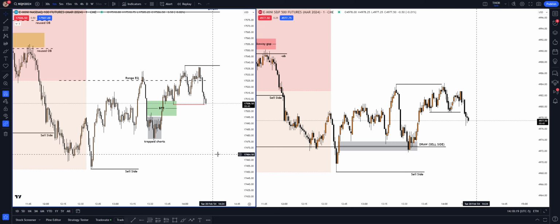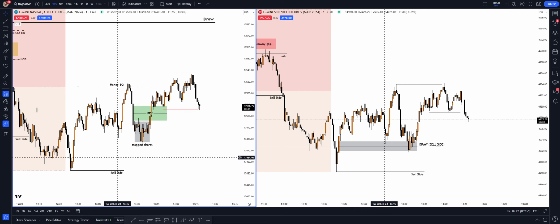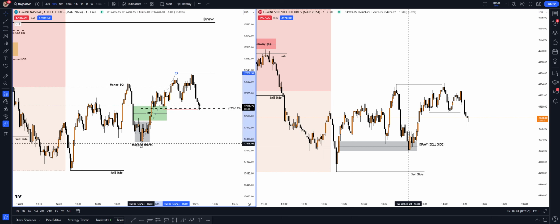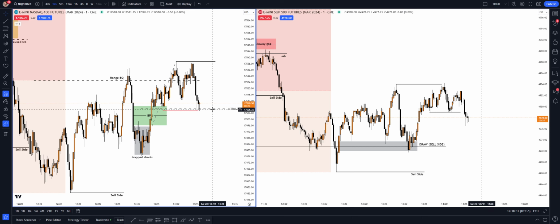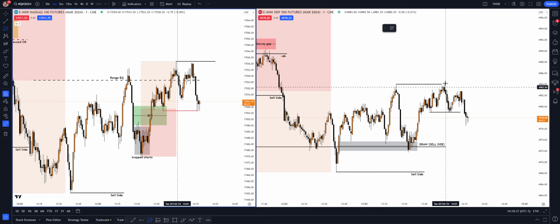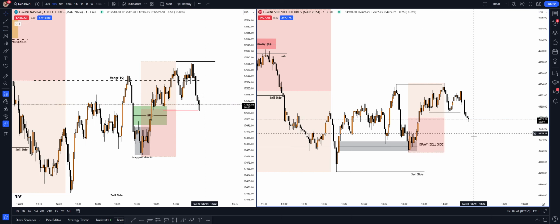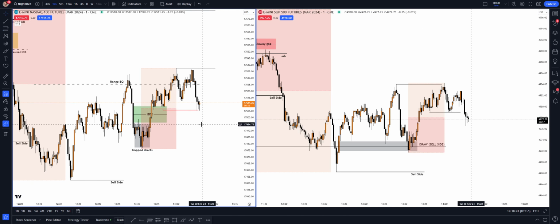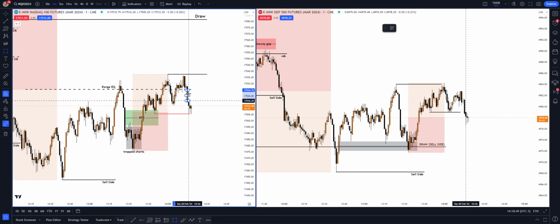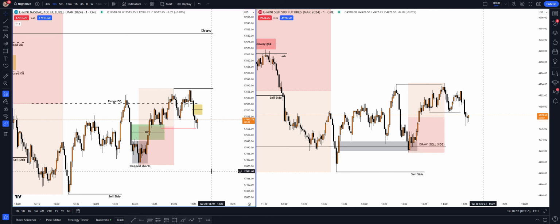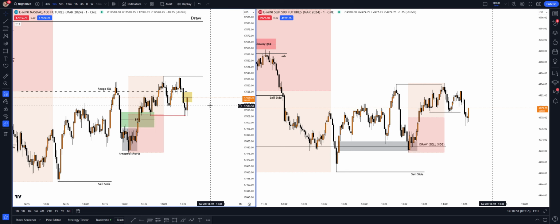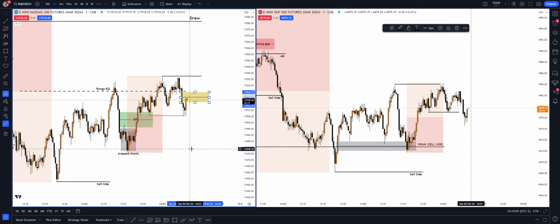I'll delete this. All right. Look at this short-term range here. Yes. This fair value gap here, the bearish one, is not a point of interest for me. I'm not really interested in going short in there. I might use it as an inversion fair value gap maybe.